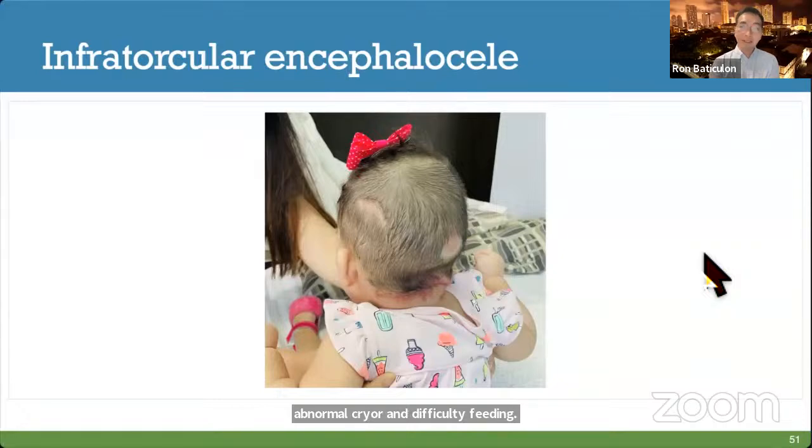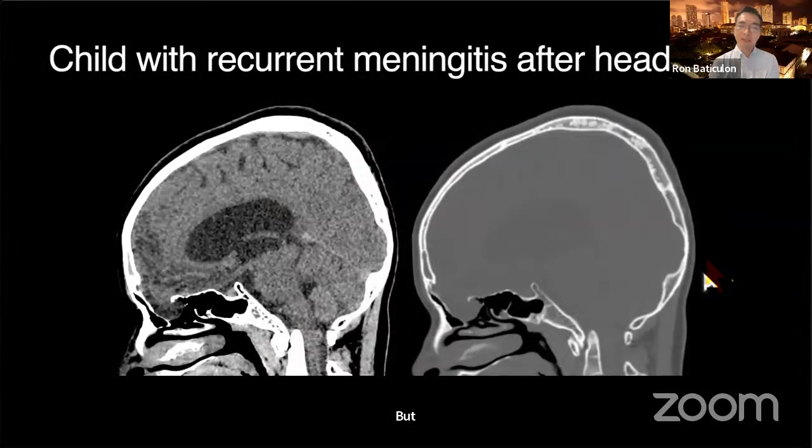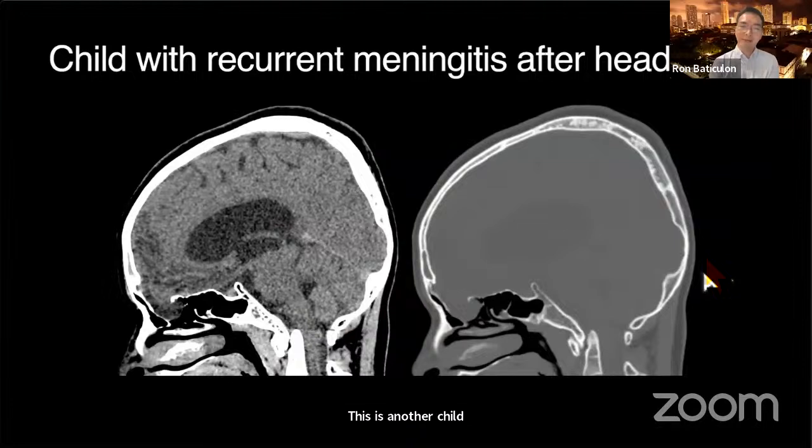But as I've said, this child had developmental delay, so the posterior encephaloceles tend to do that. This is another child with recurrent meningitis after head injury. When we did the CT, here's what we saw. You can see there's a basal frontal defect.